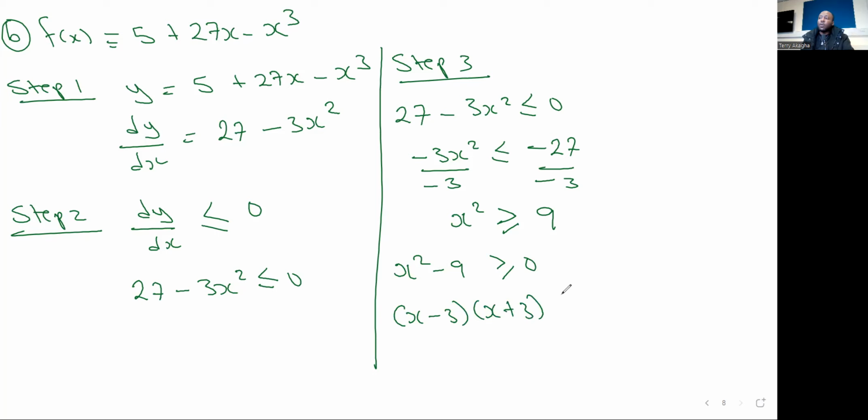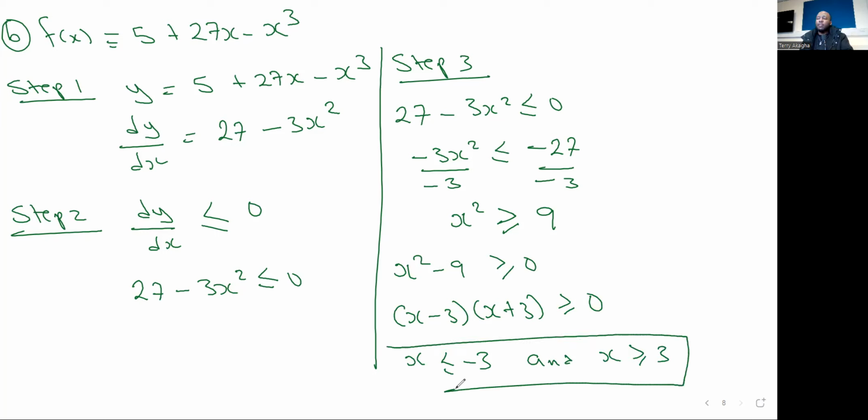We talked about this in inequalities. Then, because it's greater or equal to 0, that means x is going to be less than or equal to minus 3, and x is going to be greater than or equal to what? 3. Please, if you have forgotten how to solve inequalities, please go back and review the videos on quadratic inequalities. Is that all right? Okay. All right, so let me give you some questions to try.